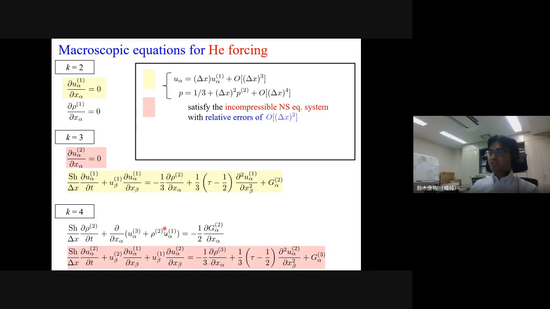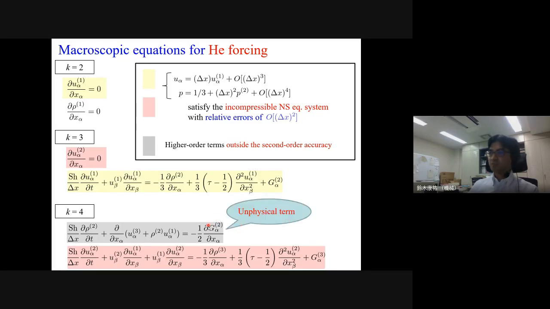The remaining equation here contains higher order terms outside the second order accuracy. Actually, this equation includes the unphysical term on the right-hand side due to the derivative of the body force. But this unphysical term is outside the second order accuracy. So this term does not affect the accuracy of the LBM.